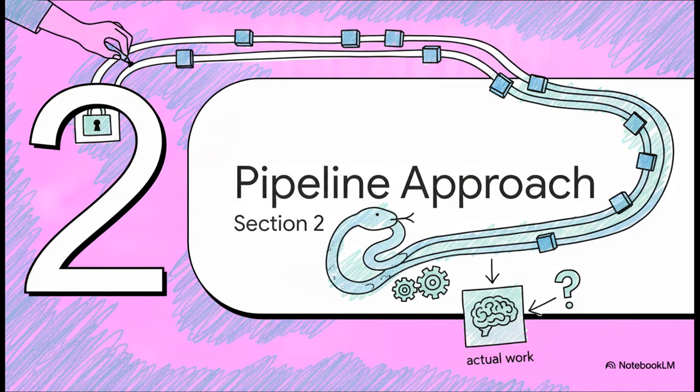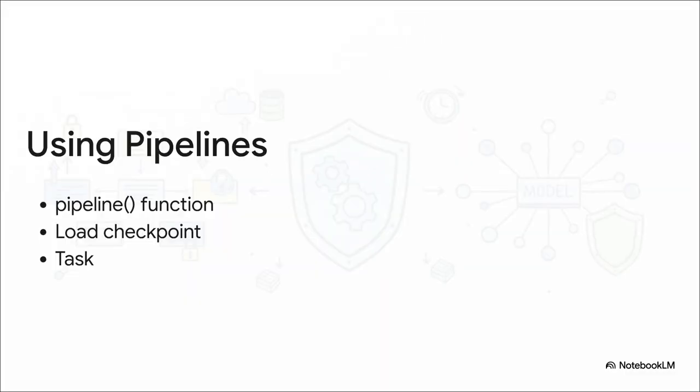Moving right along to Section 2, the pipeline approach. Now that we actually have our checkpoint identifier, how do we bring it into our Python environment? Well, this is by far the easiest, most straightforward method you can use. Bringing it to life takes just a few lines of code. We simply use the pipeline function that's provided by the Hugging Face library. And within that function, we just load our CamemBERT base identifier and we specify the task as fill mask.